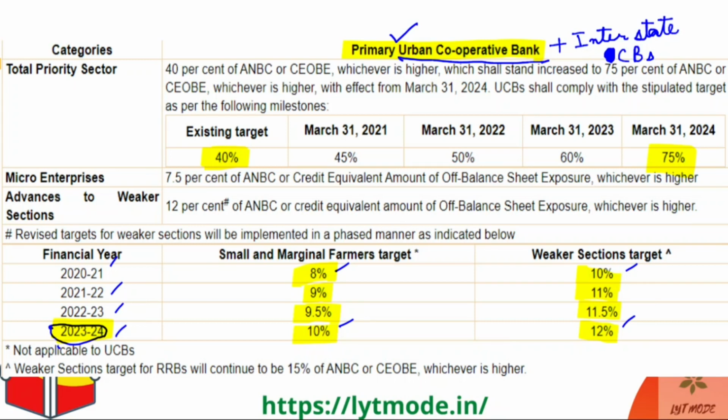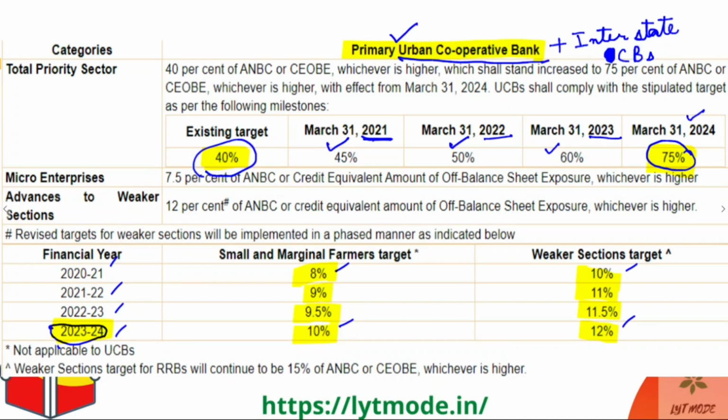Okay. And what are the targets? Again, 40% was the existing target. They have to give 45% in this financial year by 2021, 50% by 22, that is next financial year, 60% in FY23, and finally 75% in FY24. So all of these new changes that have been brought about in the PSL targets are to be met by FY24 or 31st of March 2024 by all banks. Okay, guys.